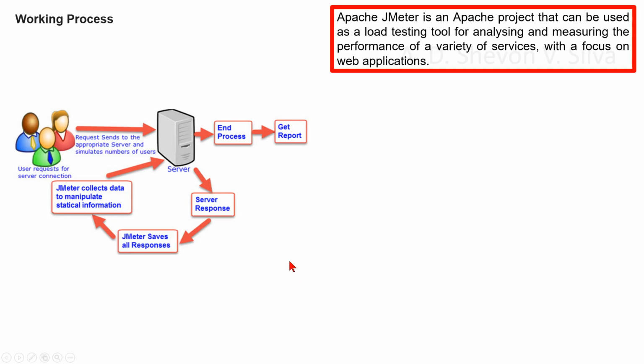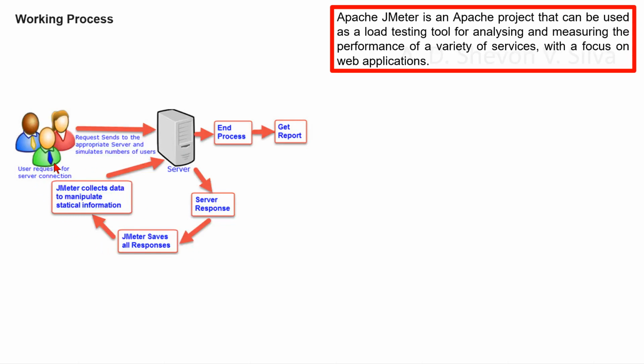Apache JMeter is an Apache project that can be used as a load testing tool for analyzing and measuring the performance of a variety of services with the focus on web applications. Here you can see the working process.